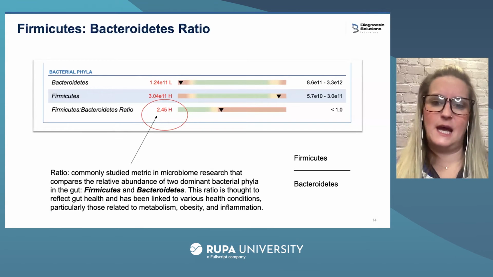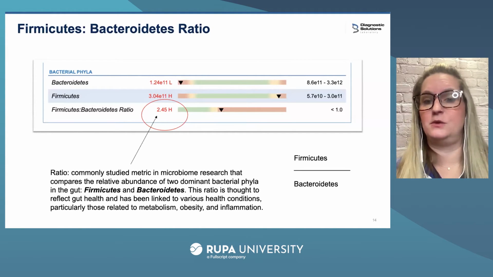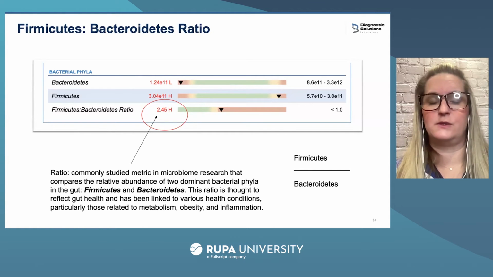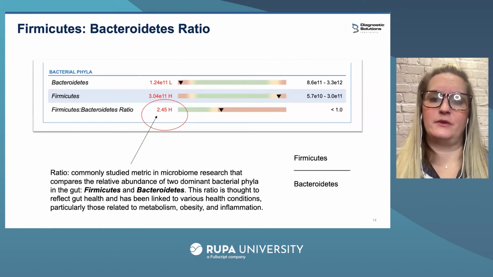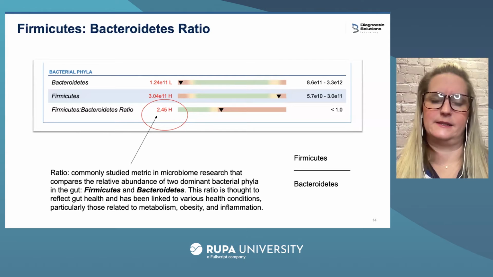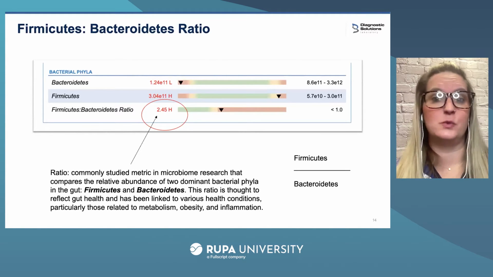This is really the only time the ratio will be high. So you'll see on the top, Bacteroides is very low and Firmicutes is very high. So if you were dividing Bacteroides into Firmicutes, the number would be 2.45, which is high. This is really the only time you will see this elevated. If the levels were opposite, it would still be low. So don't take this at face value. Sometimes it has been used in research to show the link between metabolism, obesity and inflammation. So we could definitely use that.